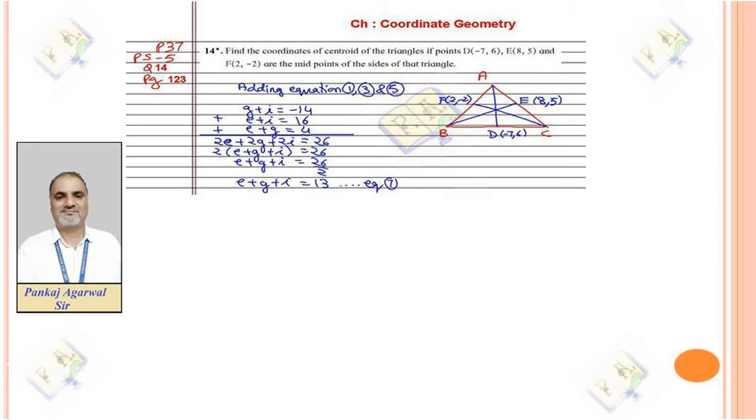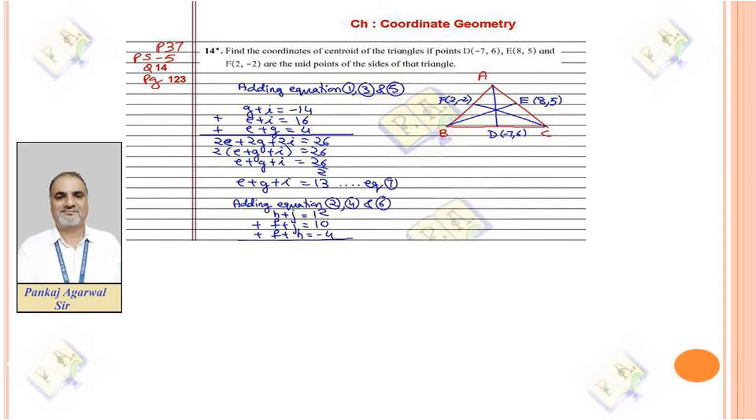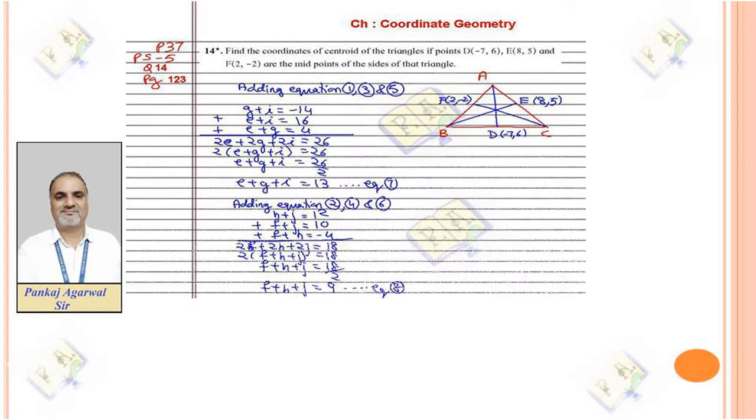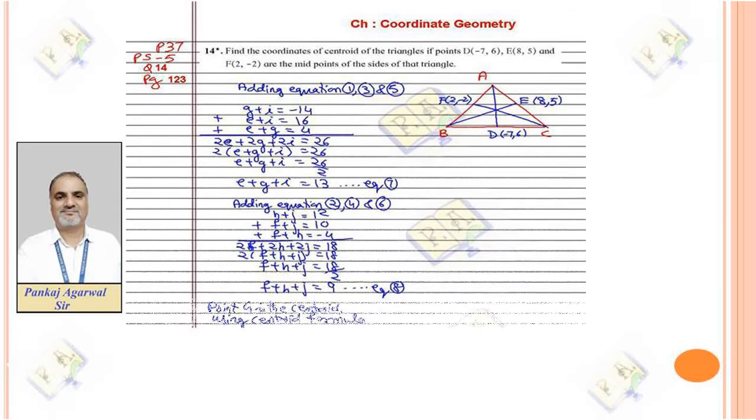Just now we added the x coordinates, let's add the y coordinates. Adding equation 2, 4 and 6, that is h plus j is equal to 12, f plus j is equal to 10, f plus h is equal to -4. We'll get 2f plus 2h plus 2j is equal to 18. Take out 2 common, divide it on the right hand side, we'll get f plus h plus j is equal to 9. We'll call it equation 8.